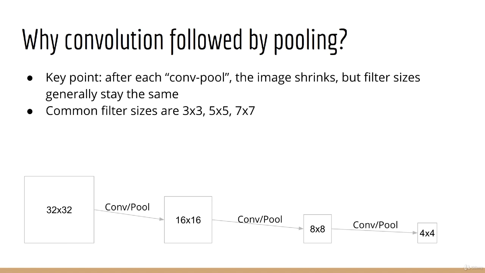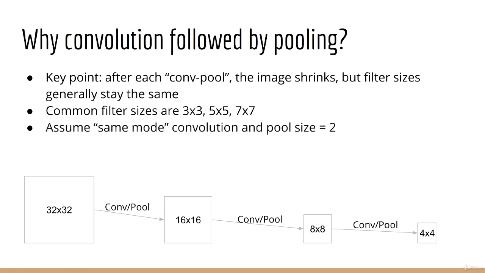Well, let's suppose we start with a 32x32 image, and we have 4 convolutional and pooling layers. Let's assume we do convolution in same mode so it doesn't change the size of the image. And let's assume all our convolution filters are size 3x3, although this doesn't come into play just yet.